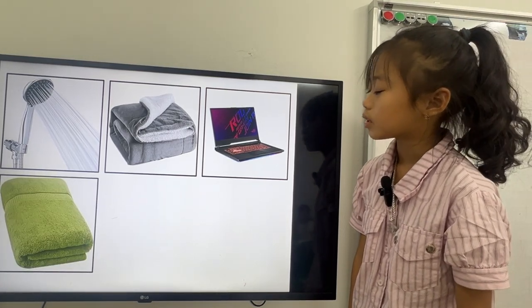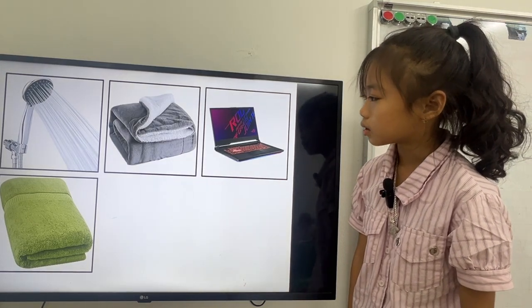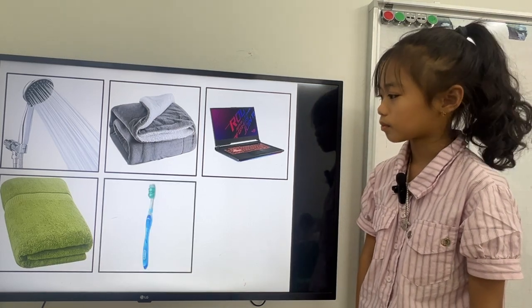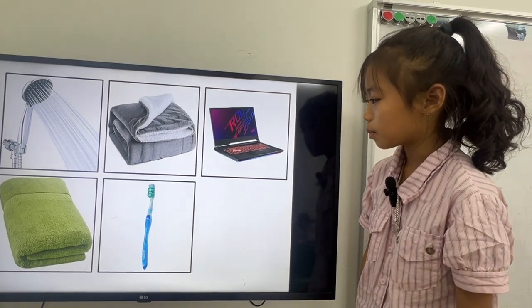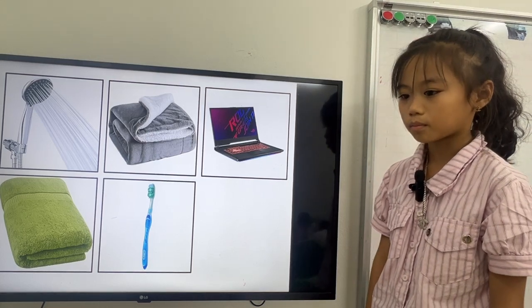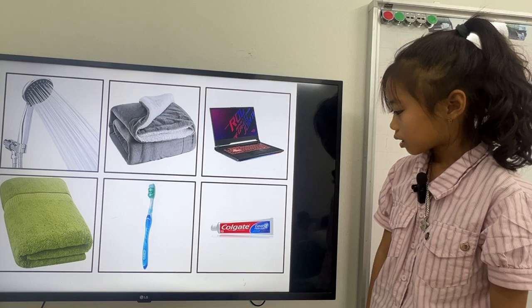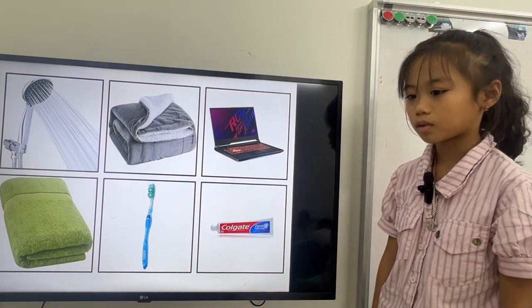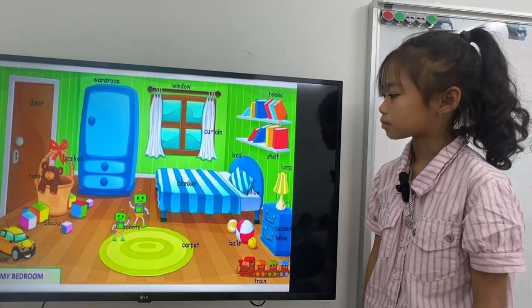Where is the towel? The towel is in the bathroom. Where is the toothbrush? The toothbrush is in the bathroom. Where is the toothpaste? The toothpaste is in the bathroom.